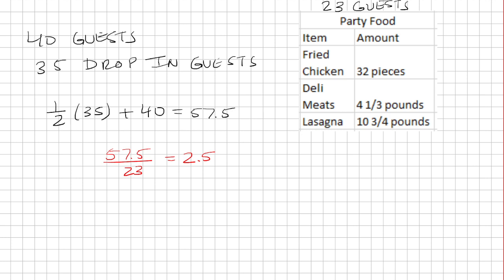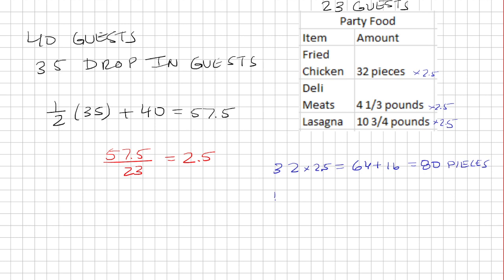So what that means is we have to multiply each one of these by 2.5 to get the necessary amount for the 57.5 full guests that we'll have. Now, let's do 32 times 2.5. That's the same thing as 32 times 2, which is 64, plus half of 32 is 16. So the answer here is 80. So there's going to be 80 pieces of fried chicken.